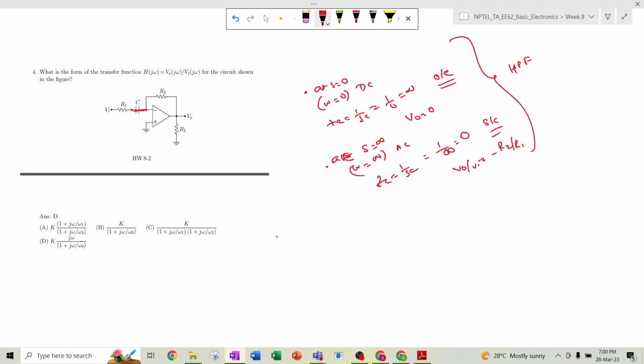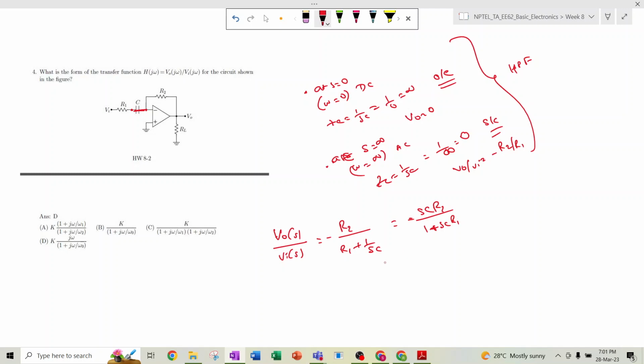Now we'll do the analysis with the normal method and see what the transfer function is. We know this is an inverting amplifier, so the output VOS divided by the input VIS is equal to minus R2 divided by the impedance. R1 and C are in series, so R1 plus 1 by SC, because we are writing everything in the Laplace domain. So it is minus SC R2 divided by 1 plus SC R1.